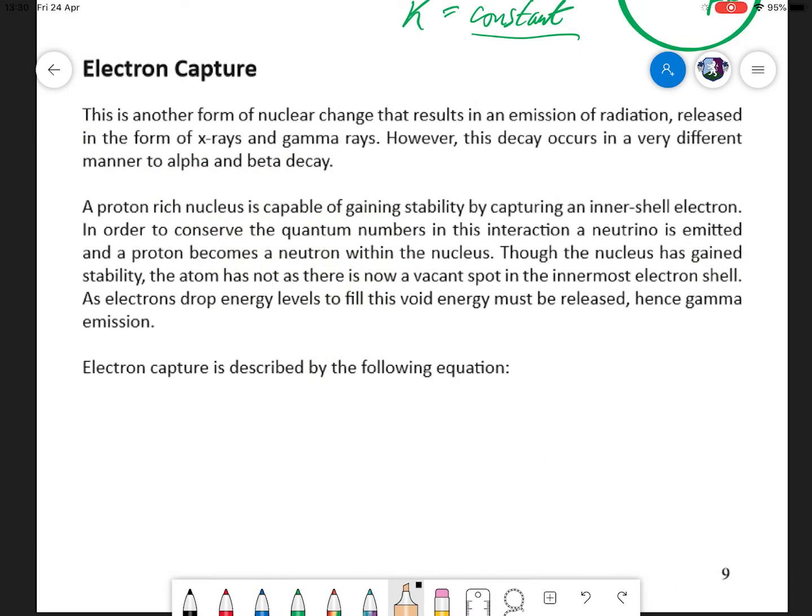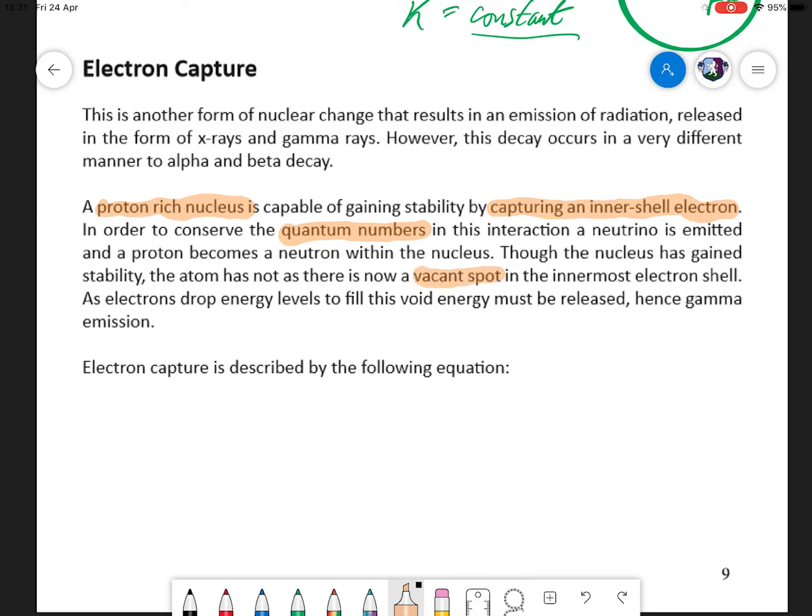Now, another flashback to the particle physics topic is electron capture. This is very much the same as it was in the particle physics topic, but showing that it could come up in the second paper rather than just the first. Now, this occurs when a proton-rich nucleus, so a very positive nucleus, will capture the inner electron, so an inner shell, low energy level electron, and pull it into the nucleus.